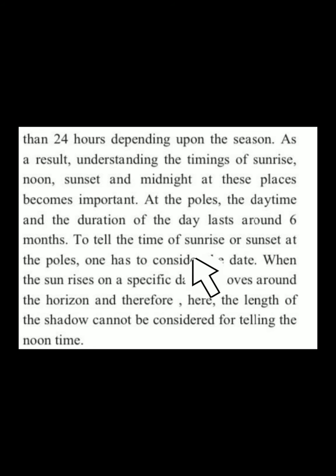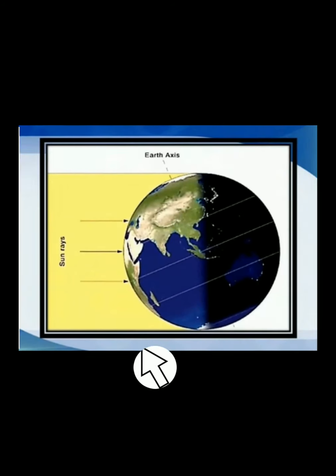To tell the time around the sunrise or sunset at the poles, one has to consider the date. So whenever you have to talk about the sunrise at the pole or the sunset at the pole, we have to see the date. Okay, when the sun rises on a specific day, it moves around the horizon, and therefore here the length of the shadow cannot be considered for telling the noon time. So basically the main reason over here is, here we cannot decide.